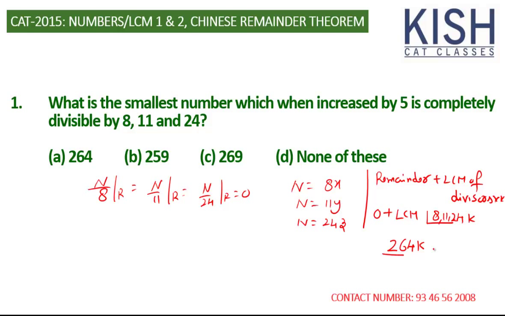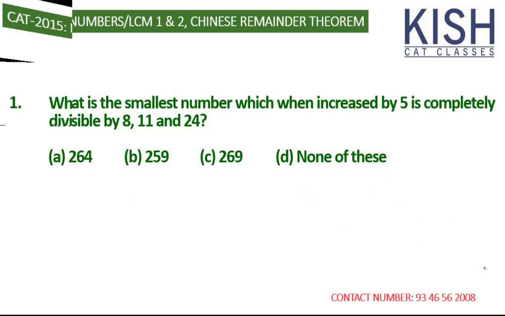However, if you want to find a non-zero number, it is 264 minus 5. That means it is 259. So 259 when increased by 5 would be divisible by 8, 11 and 24. If they ask us to find how many 4-digit numbers there are, then we just need to follow the number pattern, which is 264k. Let's solve the next question.